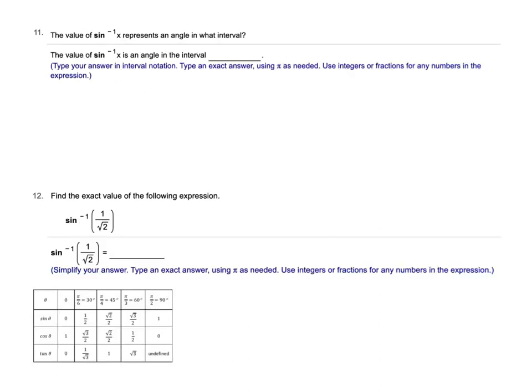Okay, so here we now reach the problems where we are dealing with the inverse trig functions. For 11, we're talking about the inverse sine. So you can see it written sine to the negative 1, right? That's inverse. You can also see it written as arc sine. These two things represent the same thing. It's just two different ways of writing it.